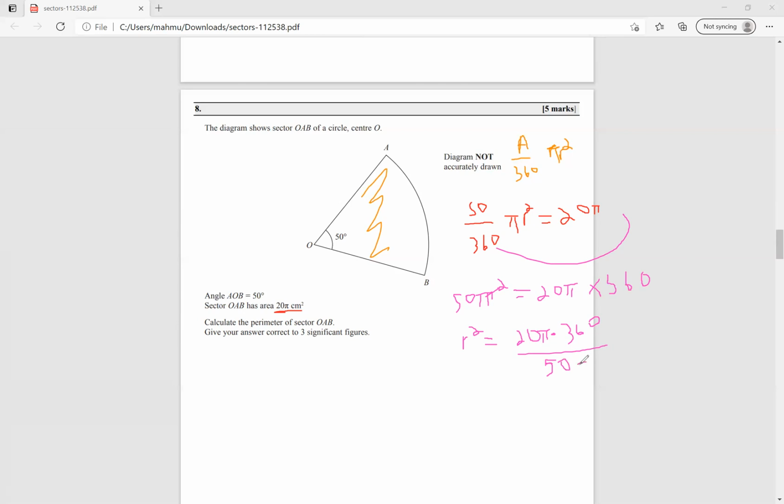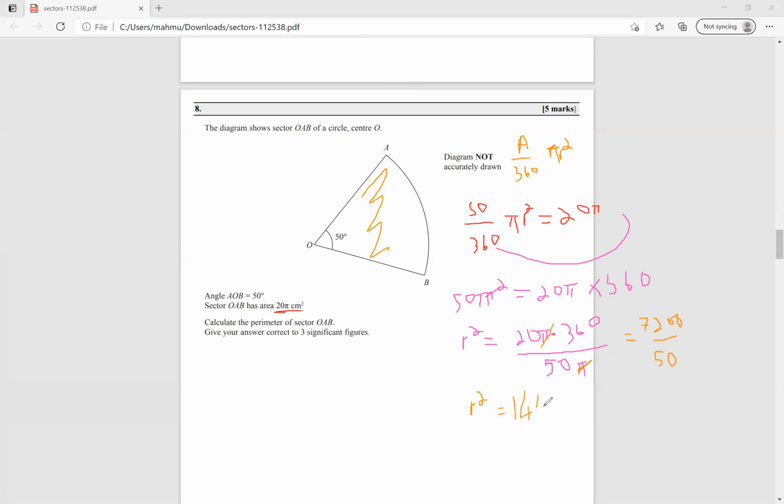So now, what I could do easily, let me use a different color, I could cancel out the pi's. So this pi cancels out this pi. So now I'm left with 20 times 360, which was 7,200, divided by 50. That gave me my r squared as 144. If I put that into the calculator, I get 144.